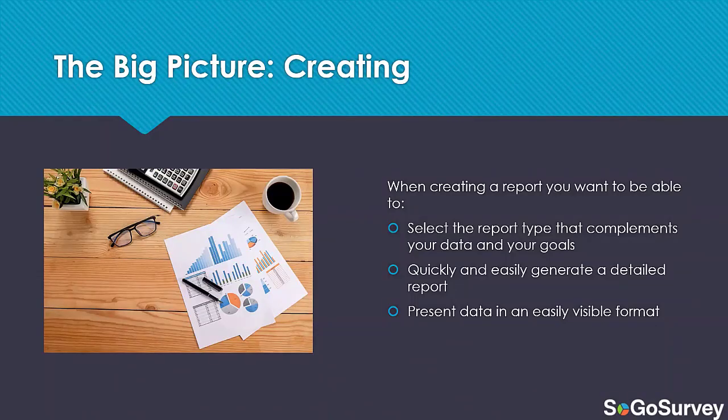Next, in the big picture, we have creating the report. So when you are actually going about creating the report and you've answered those previous questions, you want to be able to select a report type that complements your data and your goals. You also want to be able to quickly and easily generate a detailed report. So we will go over how to do that. We have a lot of different great reports available, and there should be one that fits your goals and your data. And lastly, when creating it, you want to make sure that the data is presented in an easily visible format. So whether that's the colors you choose or how much data you're showing at once, you want to make sure that it is in a bite-sized piece that people can easily consume.